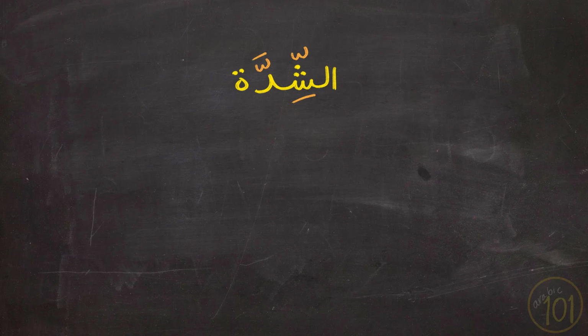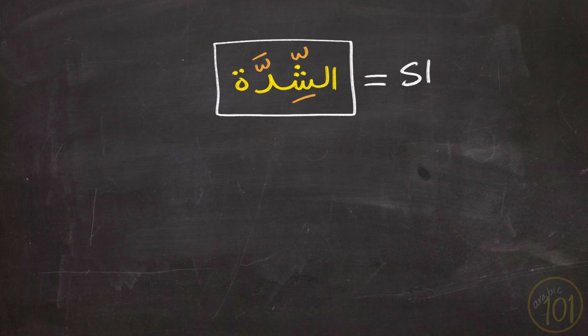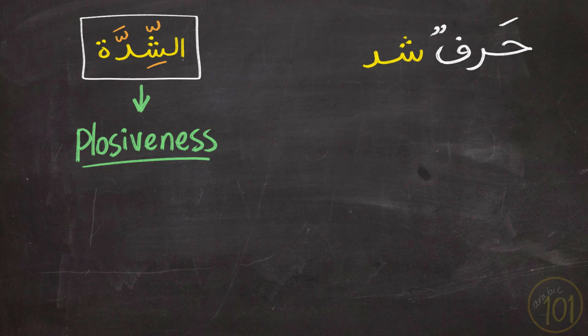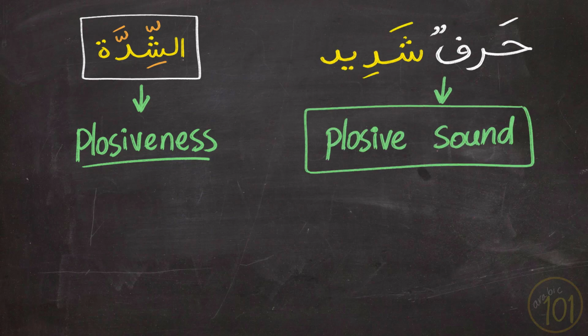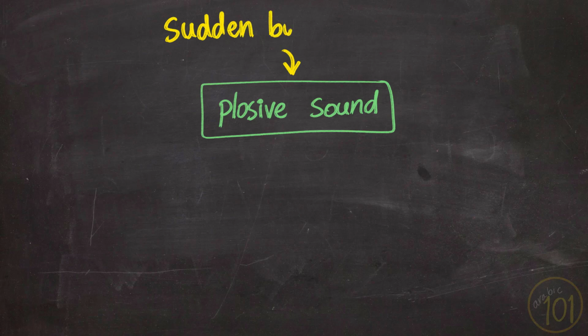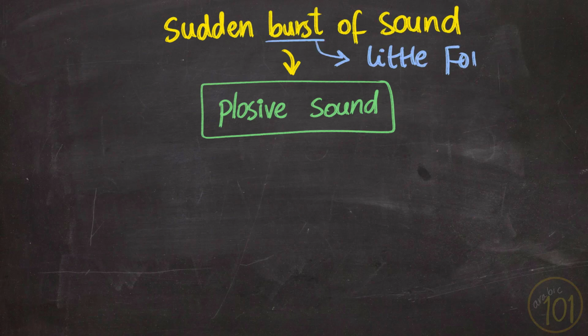In Arabic, ash-shidah means strength, but in terms of Tajweed, it refers to the term plosiveness. So harfun shadid refers to a plosive sound. So what is a plosive sound? Well, from its name, it is a sudden burst of sound that is released with a little degree of force.